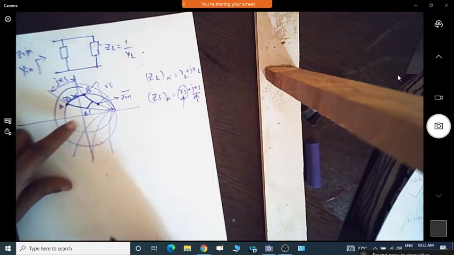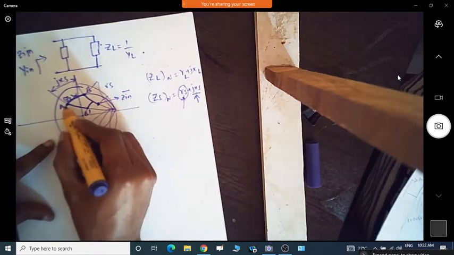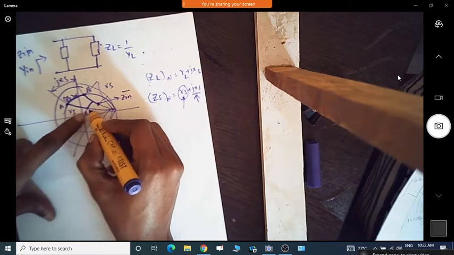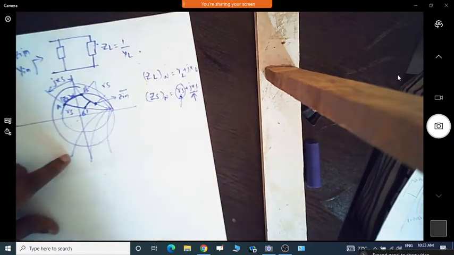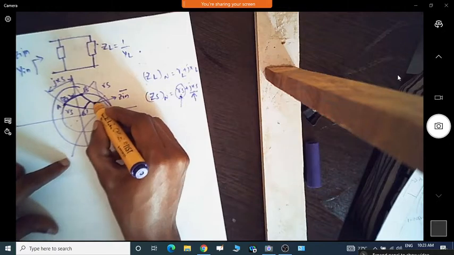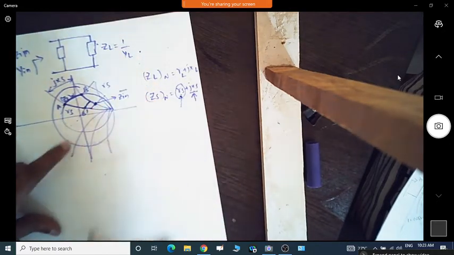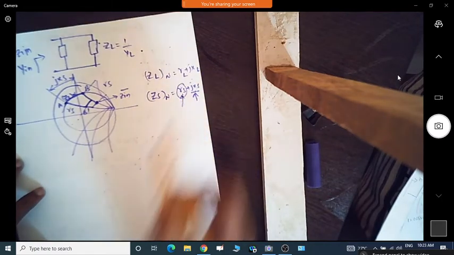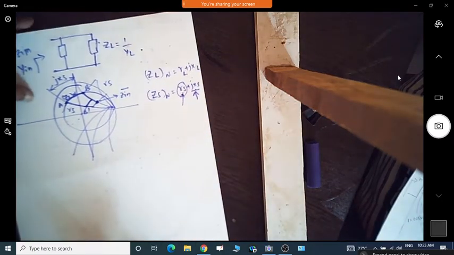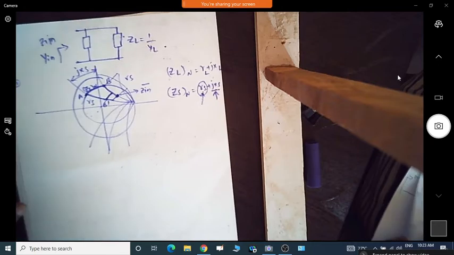So let us take B dash. First I am adding this much Rs, then I am adding the reactance, this much. So the same point will occur. So you can add either the reactance first or the resistance first. Now let us see in the chart how we can do this.